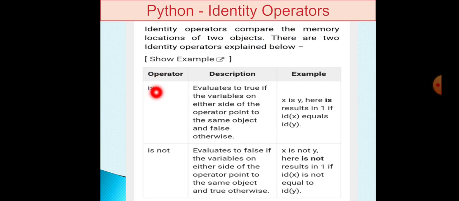The first is "is". It evaluates to true if the variables on either side of the operator point to the same object and false otherwise. So x is y results in 1 if id of x is equal to id of y.